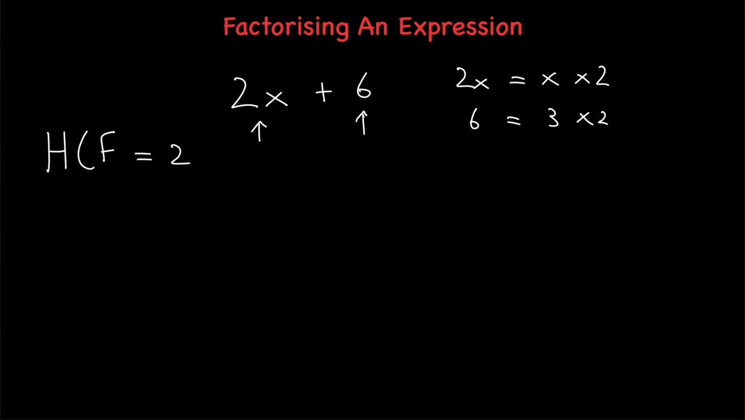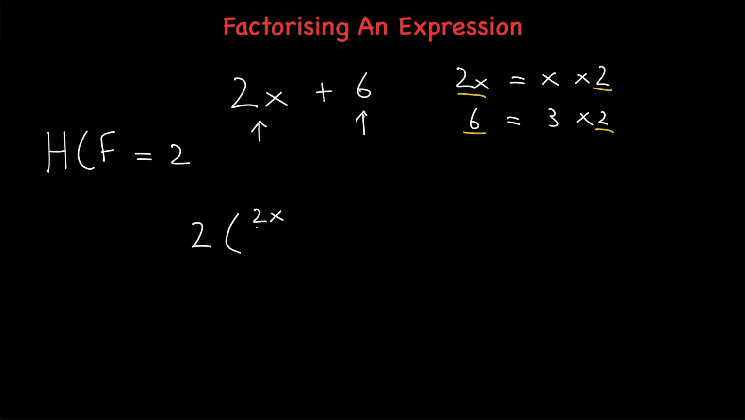So because we can use the number 2 to multiply and get both of the terms in the expression, it's our highest common factor. And so the way we write our factorized expression is first, we put the highest common factor on the outside of the brackets, and then we divide each term of the expression by that same highest common factor, which leaves this as our expression.